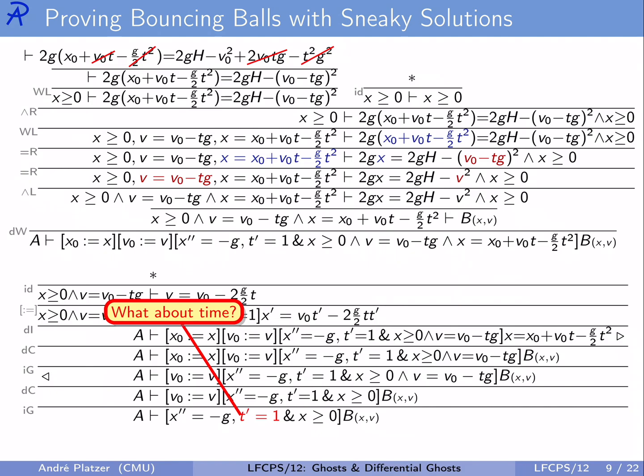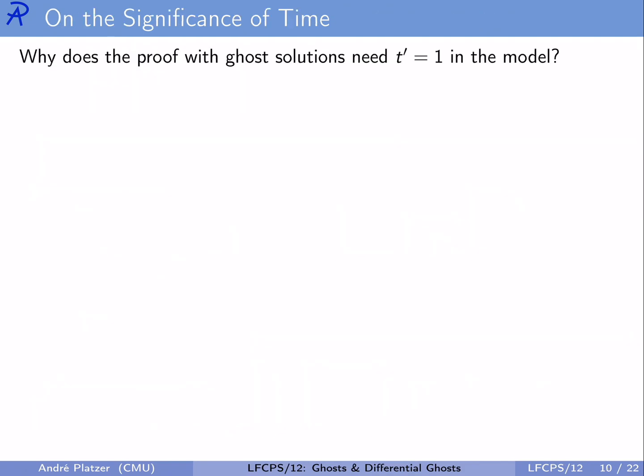Why does quantum the bouncing ball now have a proof without the solution axiom, but only if we enriched it with time, which shouldn't be part of the original source model? If only, just like the proof rules for inventing initial values of things, what if we also had a proof rule that's inventing time for us? So why does the proof with the ghost solutions need t prime equals 1 in the model? Well, of course it does need them, because otherwise we have no way of knowing what t is. But even if we don't have t prime equals 1 in the model, can't we just maybe simply add it?